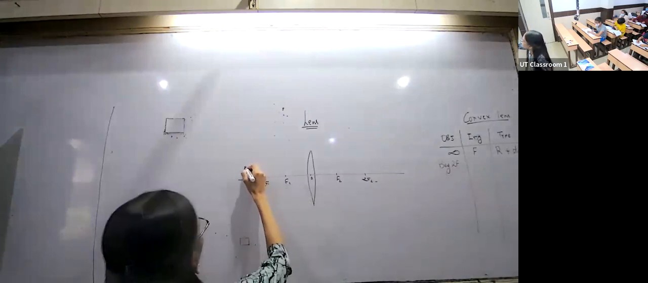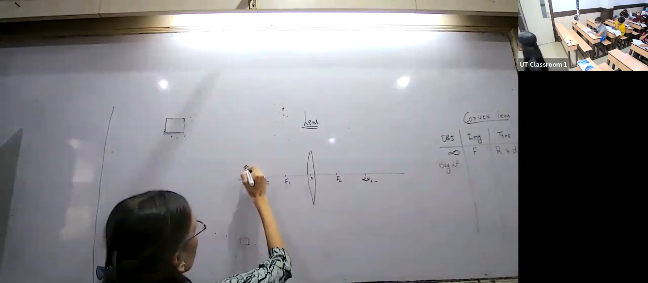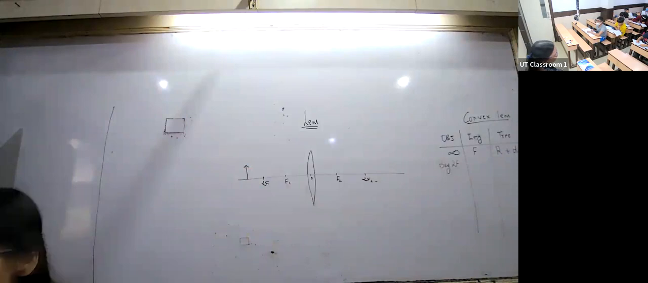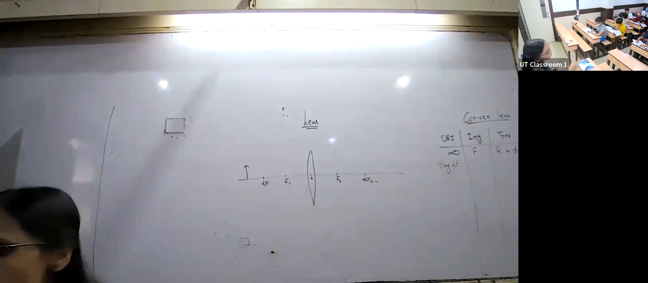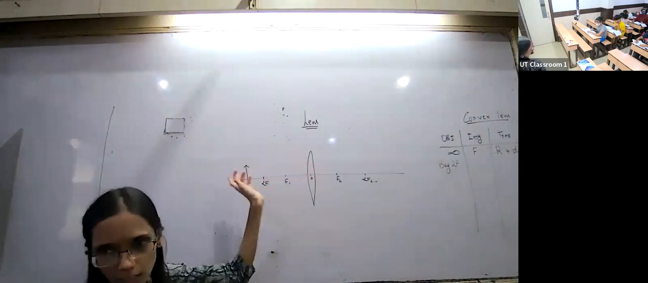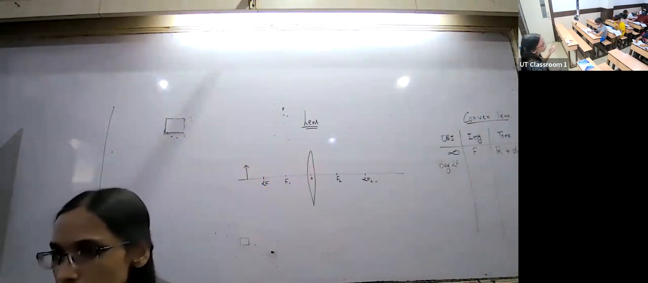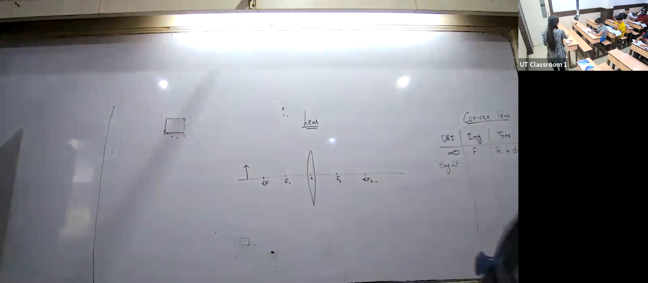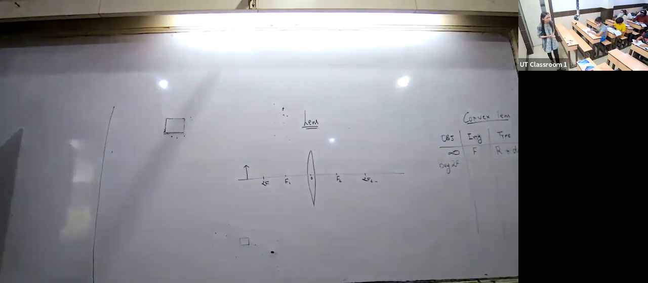Now for this, please show me the image location with your ray diagram. Use any two rays, preferably the parallel and focus ray and the optical center ray, because that goes without deviation. Show me the image location. And keep this table side with the next page so that you can fill it as you are drawing your ray diagrams.